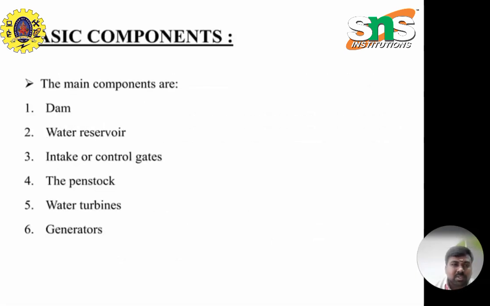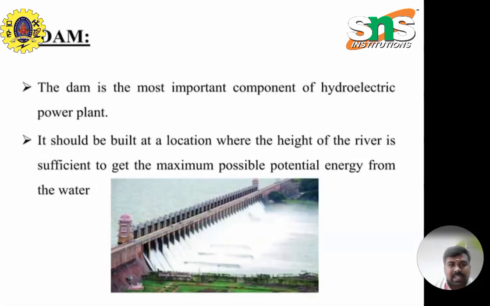So these are the main components of hydroelectric power plants. The main components are dam, water reservoir, intake or control gates, the penstock, water turbines, and the generator. The dam is the most important component of the hydroelectric power plant. It should be built at a location where the height of the river is sufficient to get the maximum possible potential energy from the water.